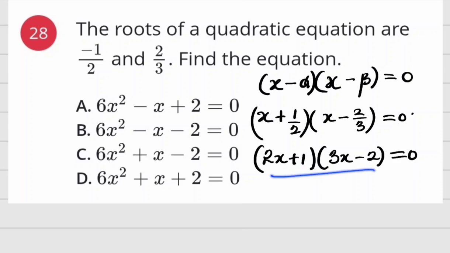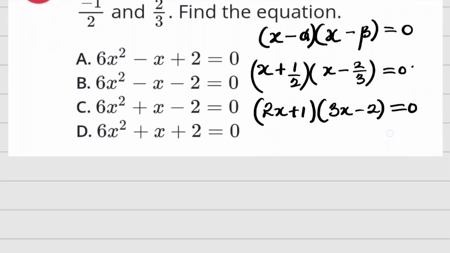If we open this bracket and simplify, we get our final and correct equation. So let's do that. So 2x times 3x, that gives us 6x squared.